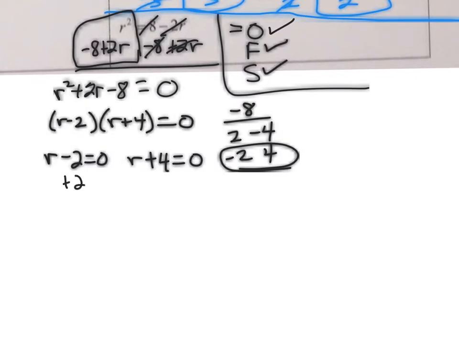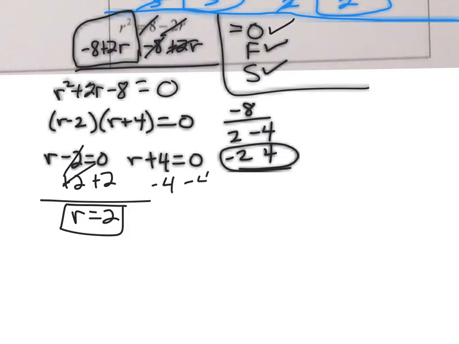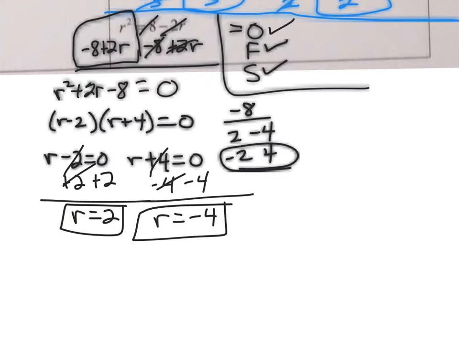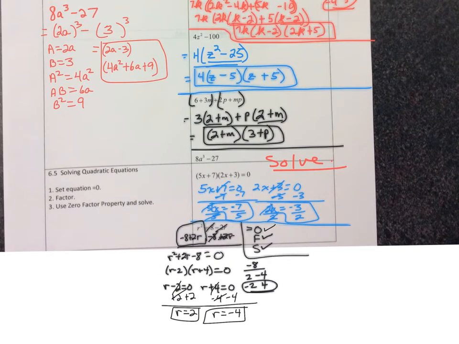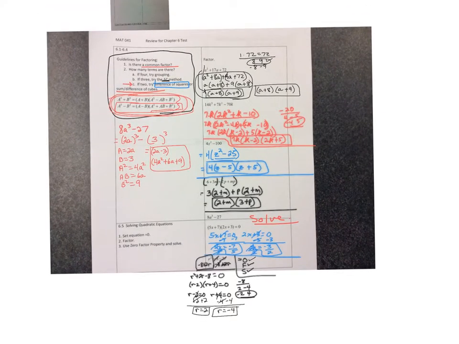Here, if I add 2, get those to cancel. So we have r equal to 2. And over here, I'd subtract 4. Get the 4 and the -4 to cancel, and I get r equal to -4. And we're done with that one. So make sure you know how to solve a quadratic equation. Okay, that takes care of everything from the first page.